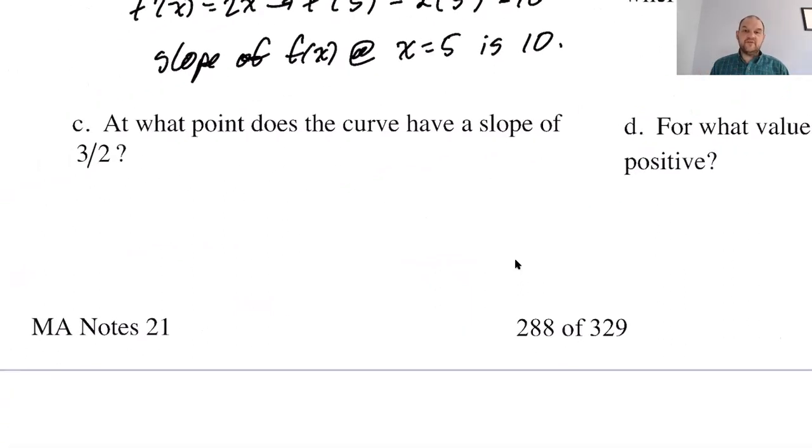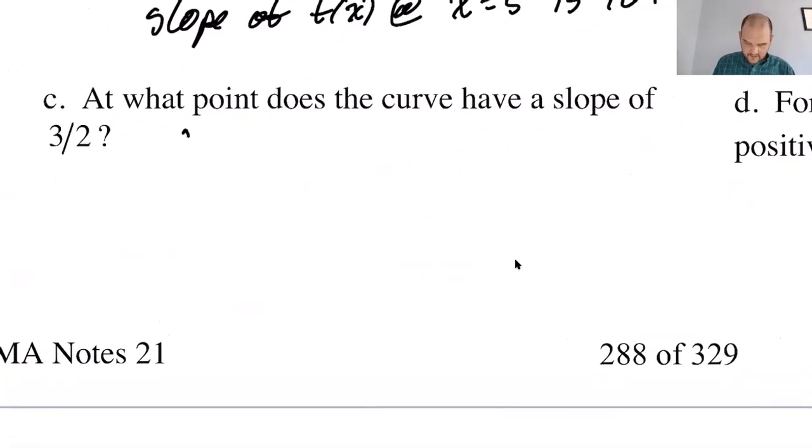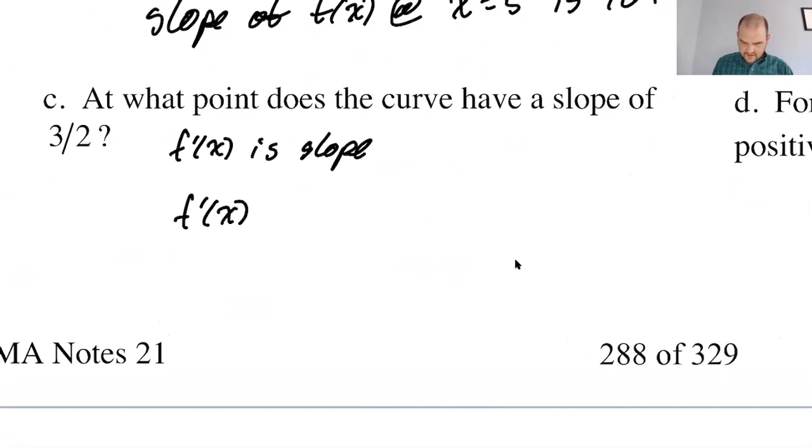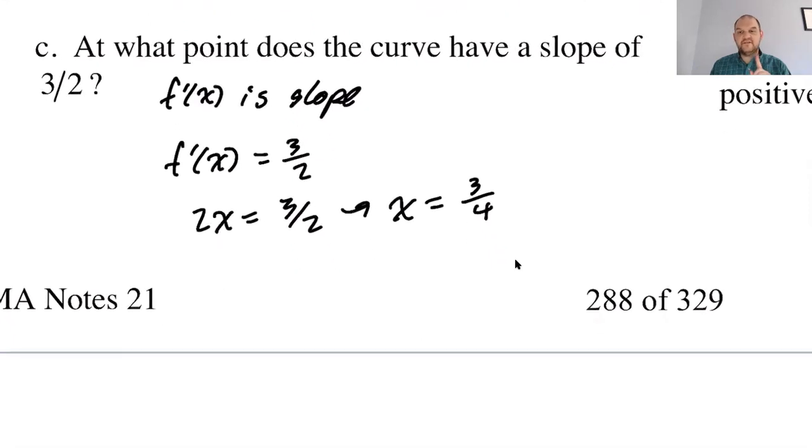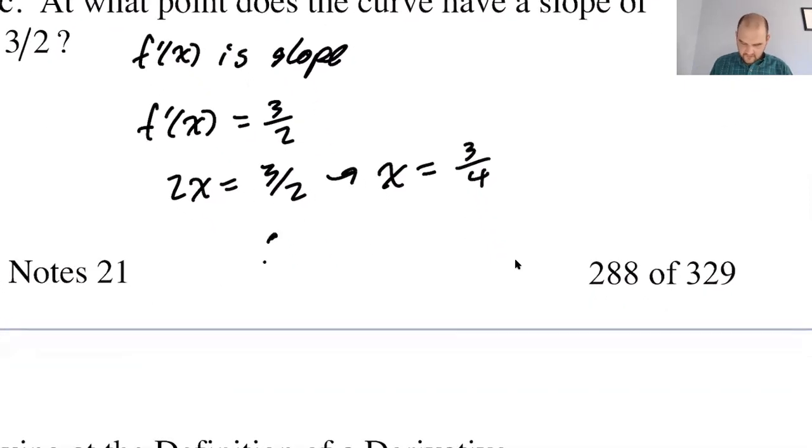At what point does the curve have a slope of 3/2? So this is interesting. I know that f prime of x is the slope. So what I'm doing here is I want to figure out when f prime of x equals 3/2. Well, f prime is 2x, so that's 3/2, which means that x is 3/4. But did we answer the question? No. The answer to the question is a point. This is the x coordinate. So therefore, the point is 3/4, comma, f of 3/4.